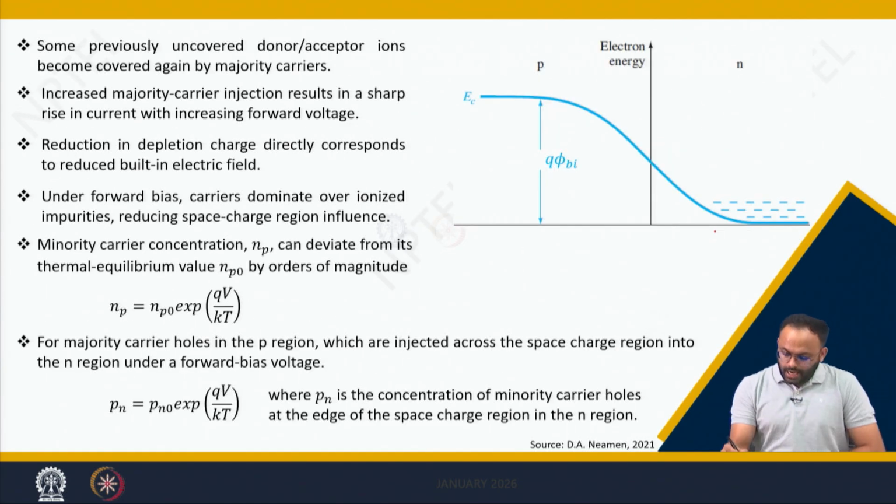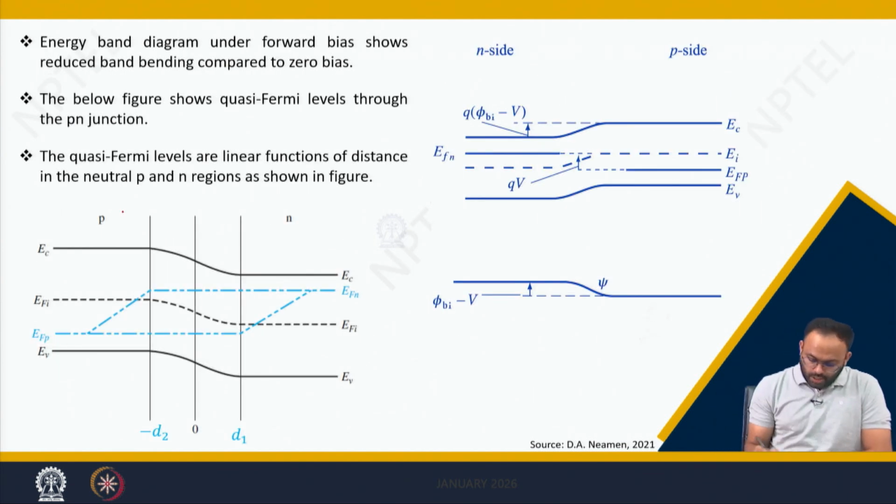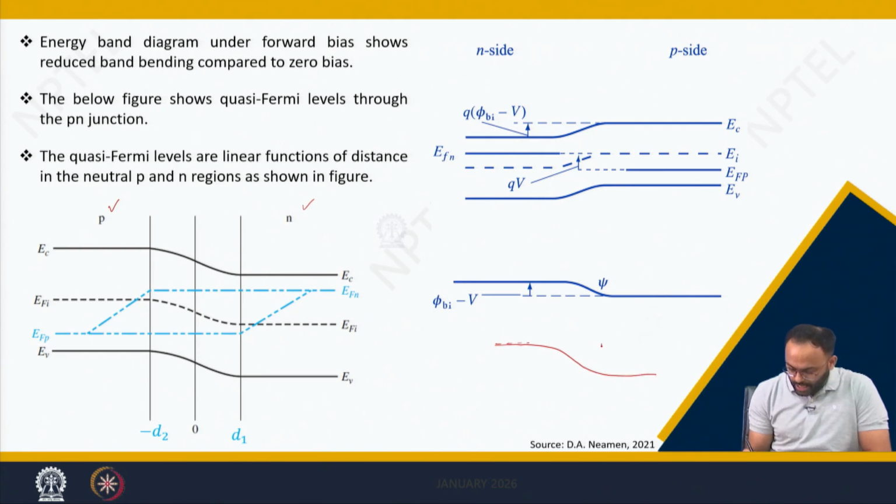We can simply understand this analysis by the band diagram. Let me plot a band diagram of the P and N sides. Earlier we have seen that this is a potential height, which is Q times phi bi, and here the Fermi level exists, EF P, this is EC, this is EV. Now here the Fermi level exists like this. In the zero bias case, the Fermi levels are aligned.